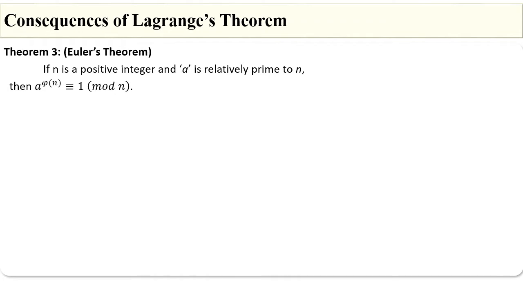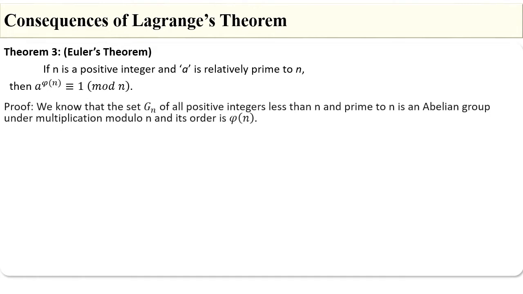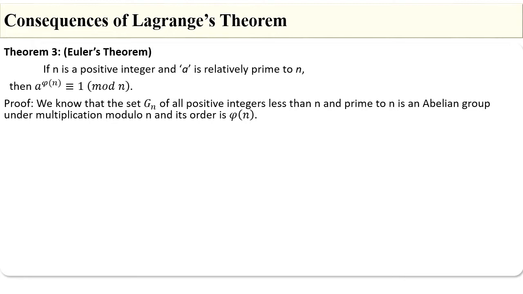then a to the power phi of n is congruent to 1 modulo n. Let us prove this theorem. The proof is as follows. We know that the set Gn of all positive integers less than n and prime to n is an abelian group under multiplication modulo n. The number of positive integers less than n and prime to n is denoted by phi of n. Therefore, the order of Gn is phi of n.